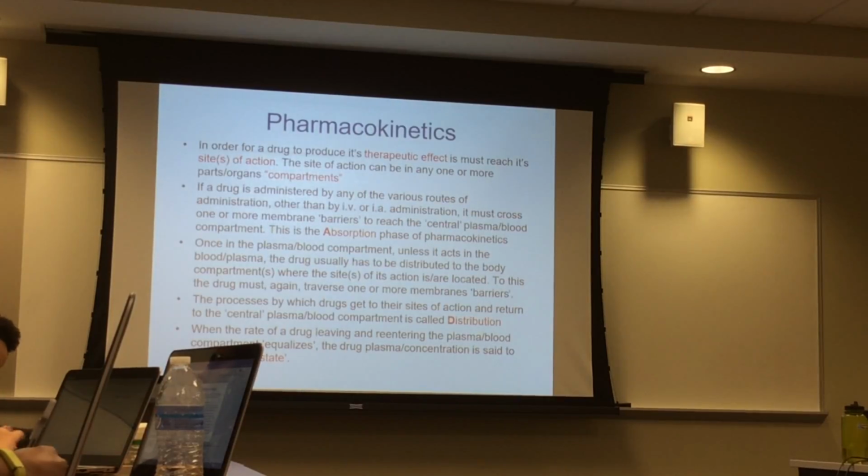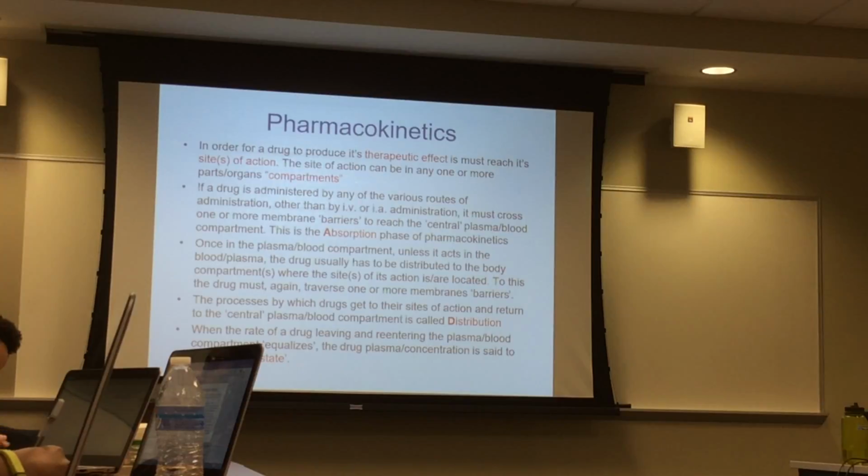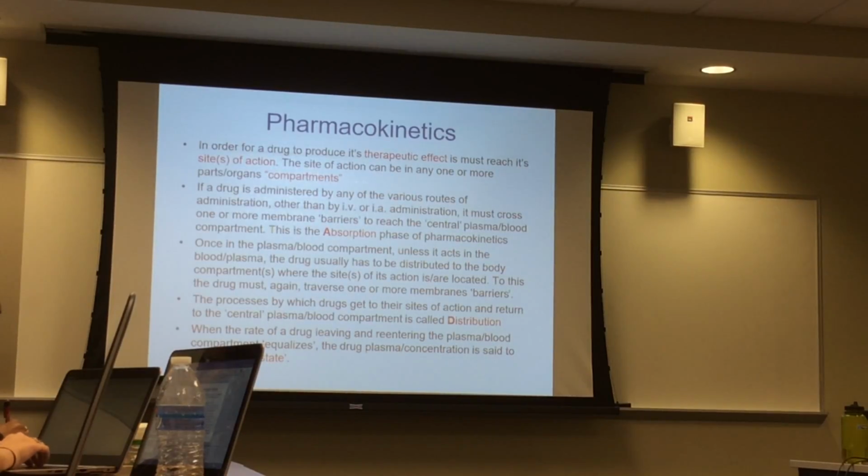So drugs move across different compartments, regardless of where they are entering the body from, unless you just directly deliver them to the plasma, which is via the intravenous administration. Then they have to cross different barriers. And this transportation across different barriers is the absorption process. Once in the plasma compartment or the blood compartment, unless it acts in the blood or the plasma, which may be a drug that acts as a chemotherapeutic agent and kills the leukocytes in the plasma, otherwise, if it's intended to act somewhere else other than the blood, it has to cross back from the blood to these tissues or these organs in enough concentration to produce its action.